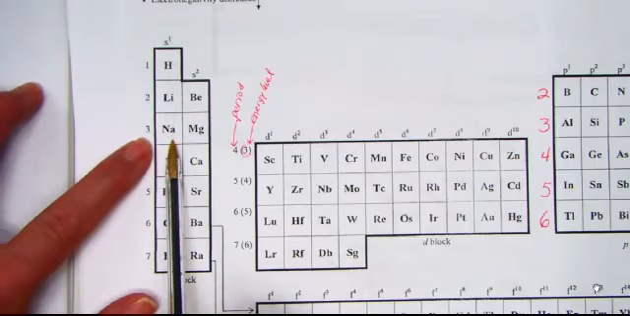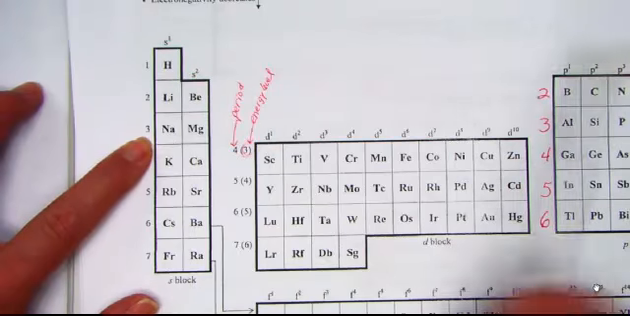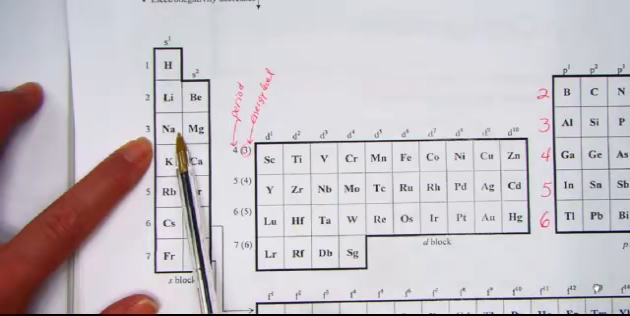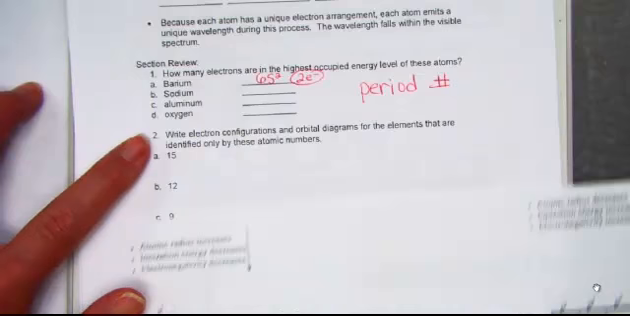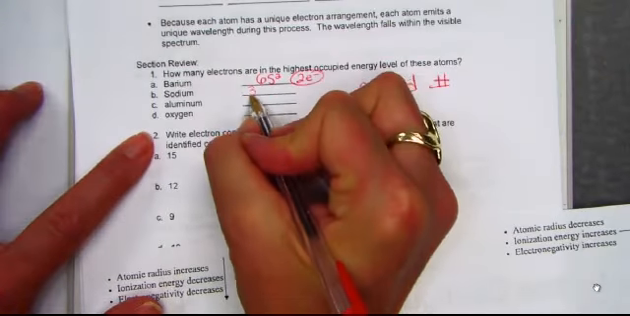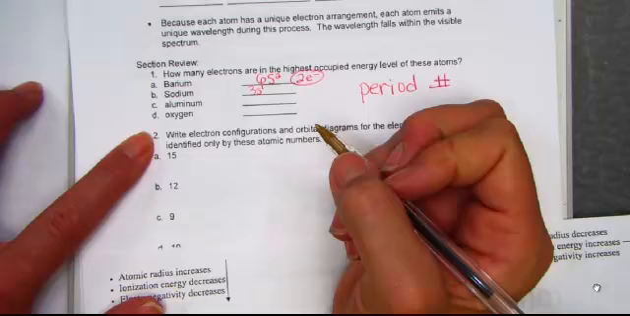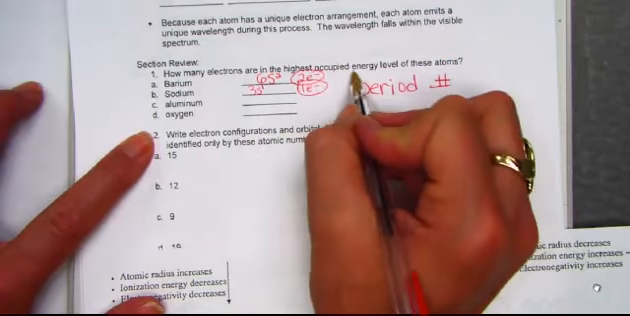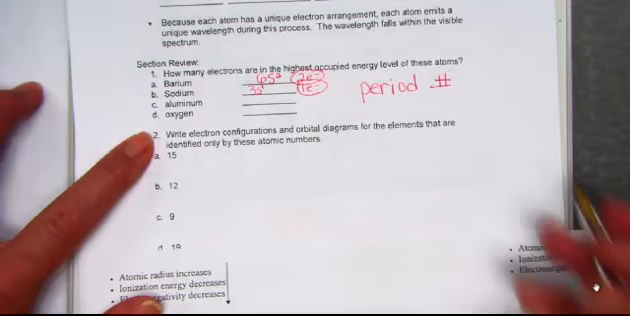3s1 would be the last thing we write for sodium. Its configuration would look like 1s2, 2s2, 2p6, 3s1. That's 11 electrons for the element sodium. The last thing we would write, 3s1. There's 1 electron occupying the highest energy level.